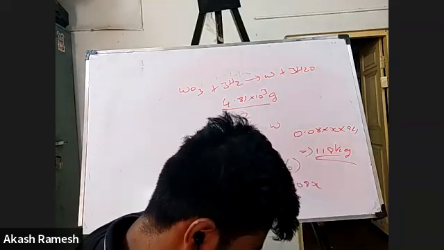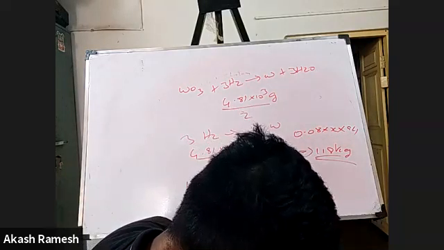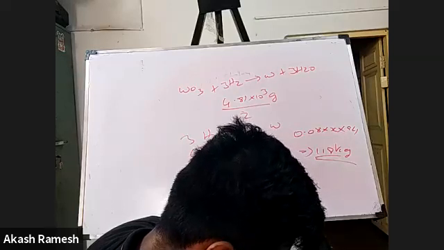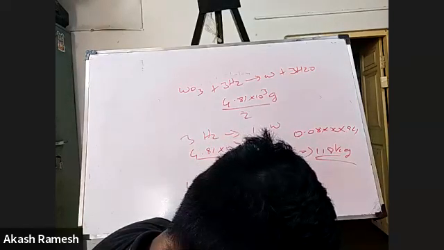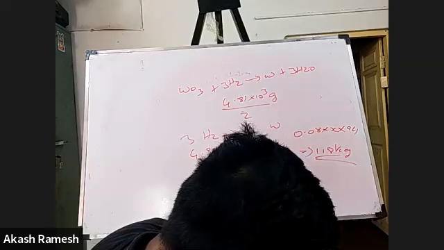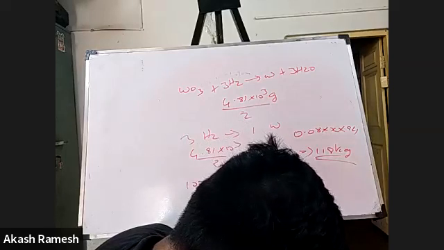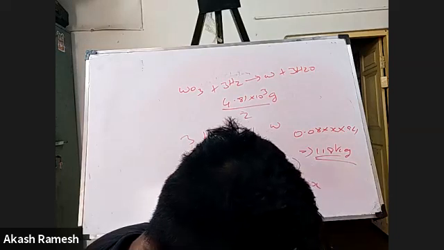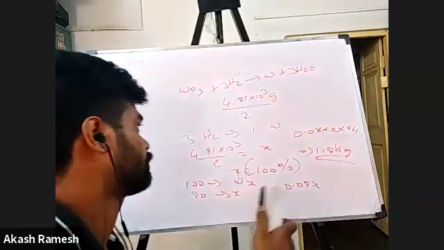Okay. Next. A sample of coal contains 1.6% sulfur by mass. When coal is burnt, sulfur is converted to SO2. Okay. To prevent air pollution, this sulfur dioxide is absorbed by CaO. Calculate the daily mass of CaO needed by the power plant that uses 6.6 into 10 to the power 6 kgs of coal. Okay, fine.